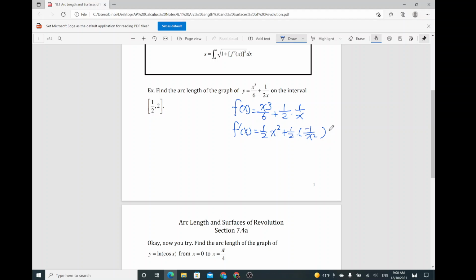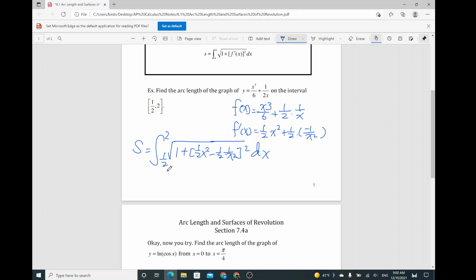And then with that, the derivative, so basically we can just set up the formula for the arc length. So arc length, integral from 1/2 all the way to 2, square root of 1 plus the quantity of 1/2 x squared minus 1/2 times 1 over x squared, quantity squared, times dx. So now you want to integrate it from here.